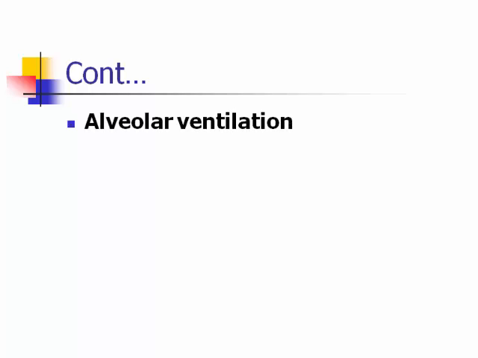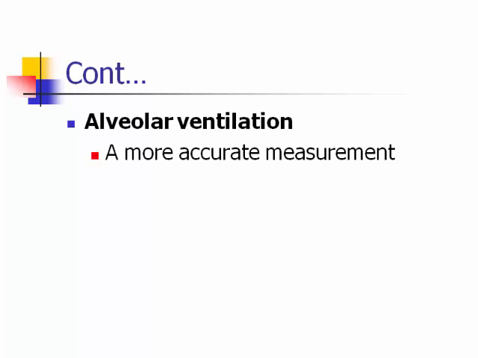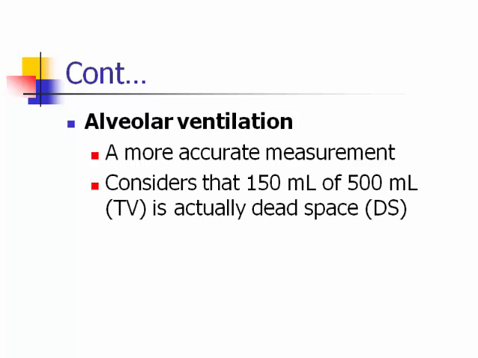A more accurate description of ventilation is alveolar ventilation. This considers that, remember when you breathe in, the air has to go through the bronchus, the trachea, the primary bronchi, the secondary. All that is called dead space. Do you remember that? That is space that does not have any alveoli, right? So the 150 milliliters of the 500 that you breathe in actually doesn't get exchanged. So we call that the dead space.